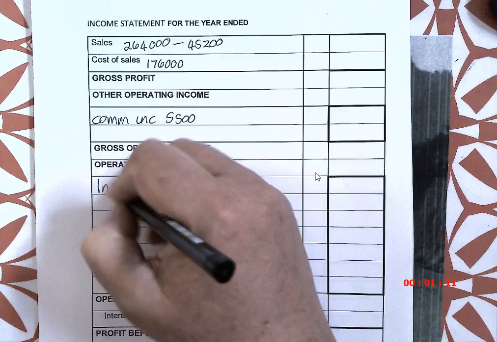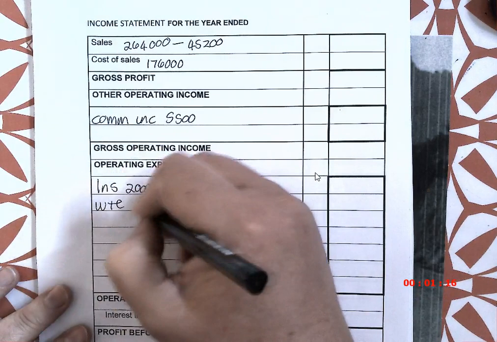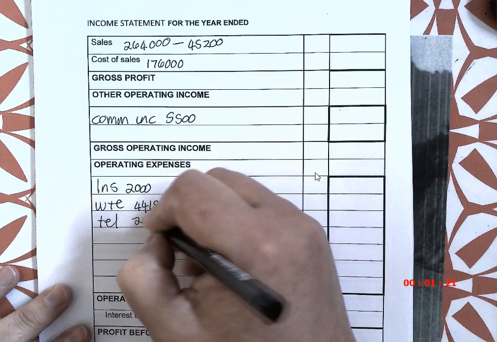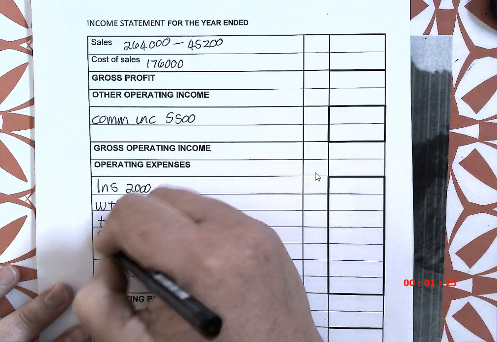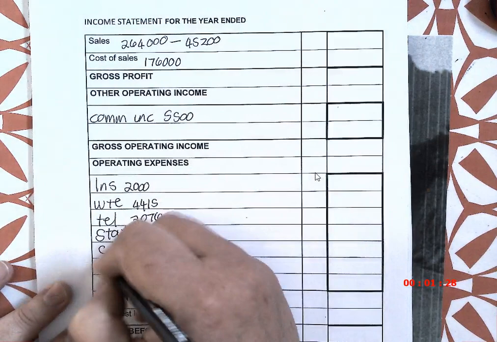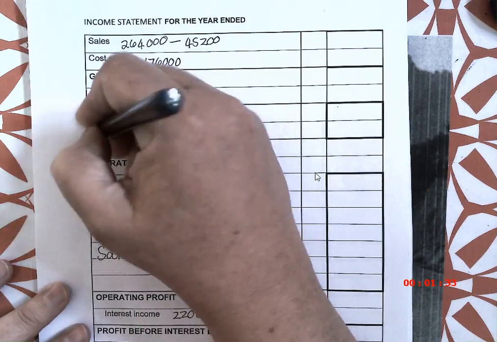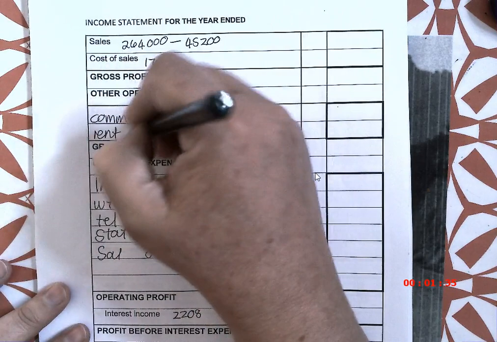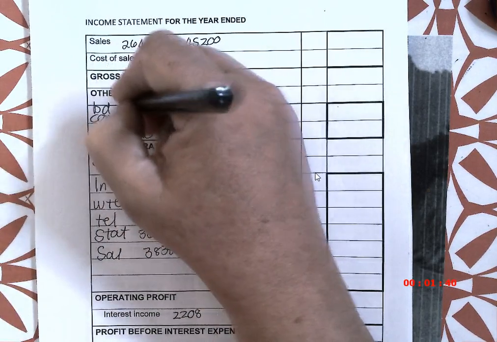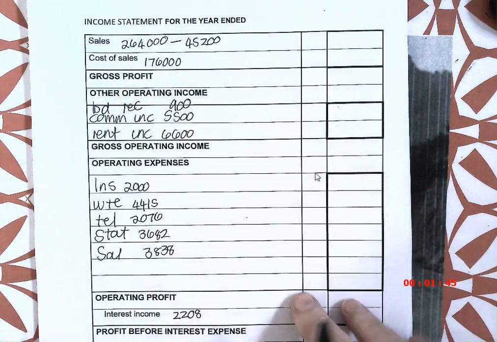Insurance 2,000. Water and electricity 4415. Telephone 2076. Stationery 3682. Salaries 3838. Rent income 66, and bad debts recovered 900. Now I have everything in the income statement.